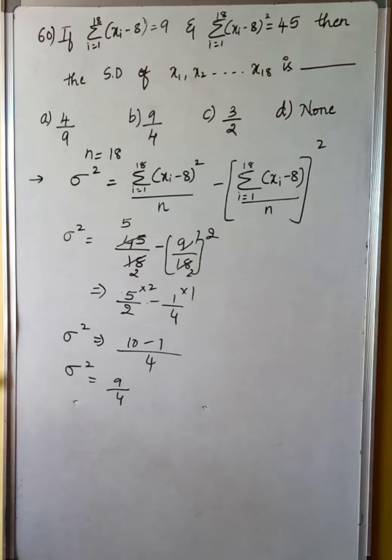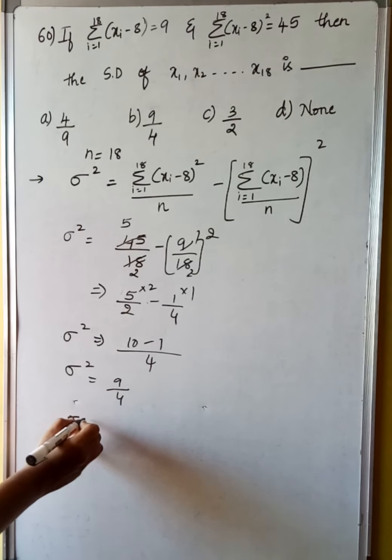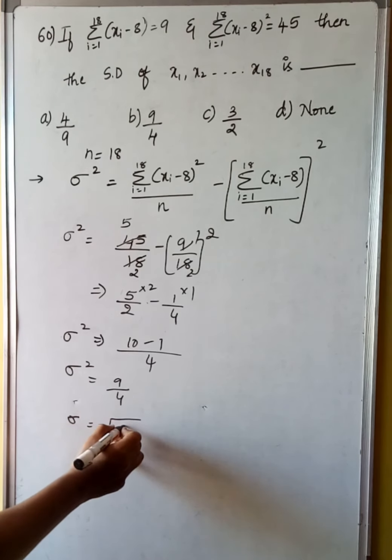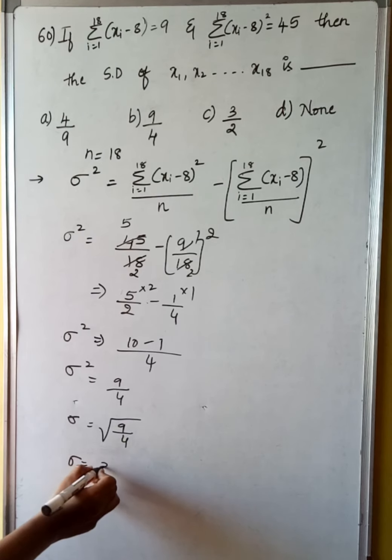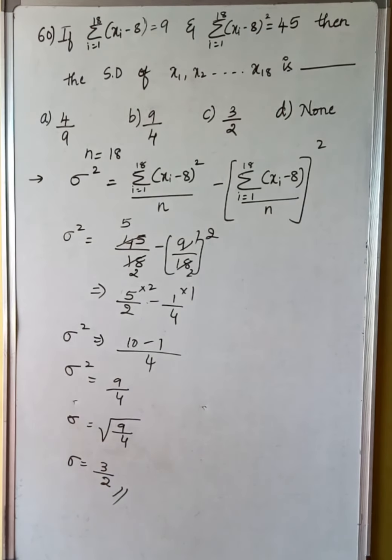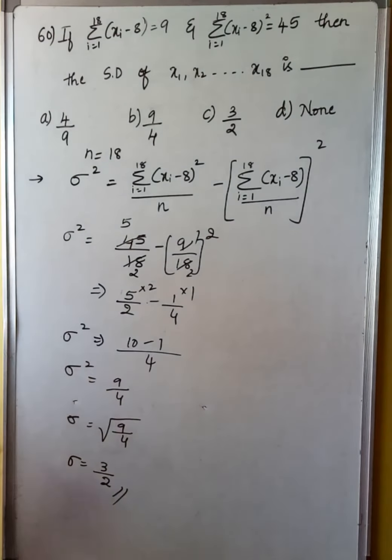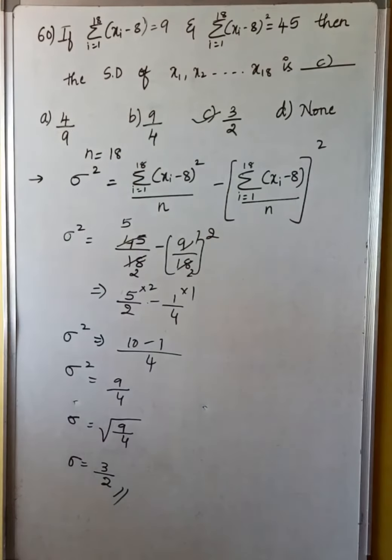This is your variance. But they asked to find the standard deviation of the 18 observations. So standard deviation means sigma is equal to the square root of the variance, 9 by 4. So sigma is equal to 3 by 2. Just check whether we have that option. Yes, we have that option, which is the third one. So what is the answer here? C is the right answer.